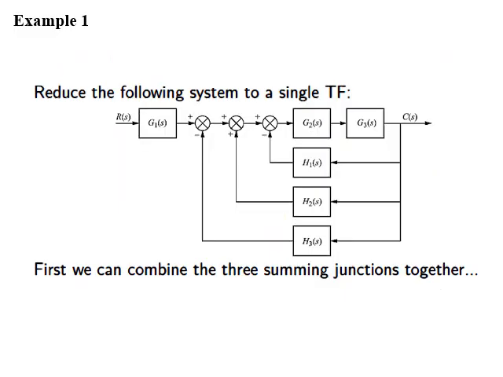Dear students, now with the help of an example, we will study block reduction. In the given example, we have to find the equivalent system with a single transfer function for input R of S and output C of S. In the solution, as a first step, we will combine all the summing junctions into a single summing junction.